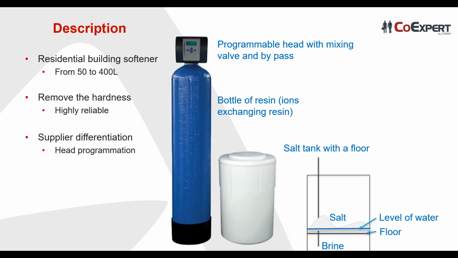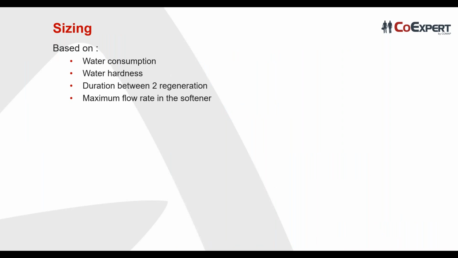So now let's talk about how to size a softener. The sizing is based on 4 key points: the water consumption, the water hardness, the duration between 2 regenerations, for example, if you want 3 days, 4 days, or 5 days between 2 regenerations, and the flow, of course, the maximum flow rate in the bottle of resin. It's also a key point of the sizing.